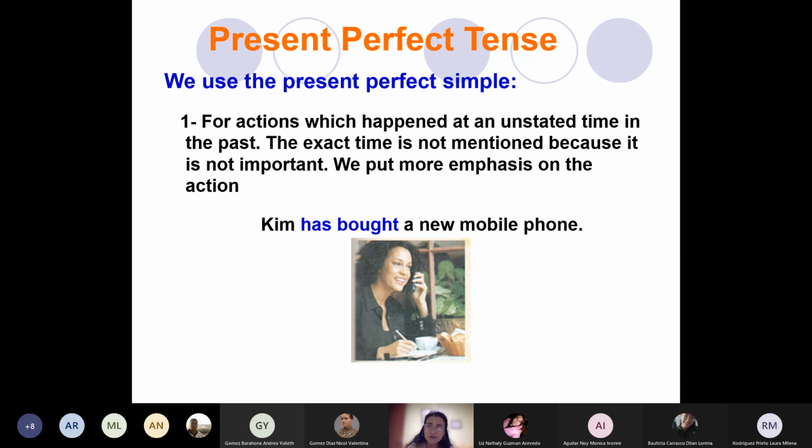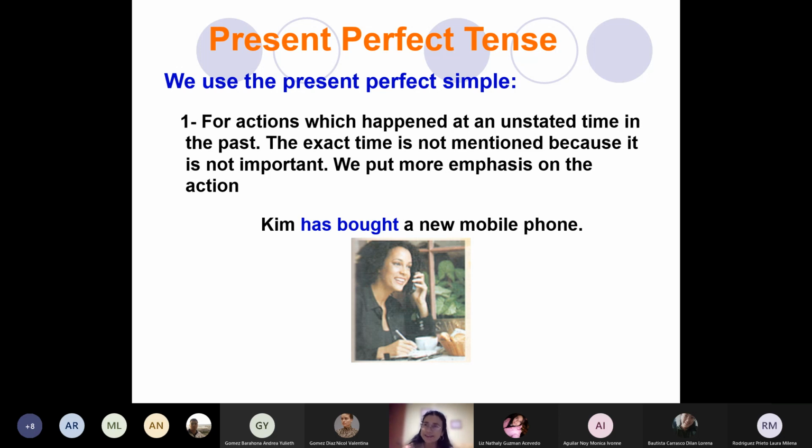We put more emphasis on the action and not the time. For example, in this picture, you can see a woman talking by cell phone. And you say, Kim has bought a new mobile phone. Ella ha comprado un nuevo teléfono.